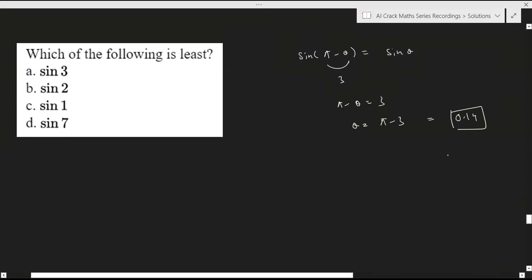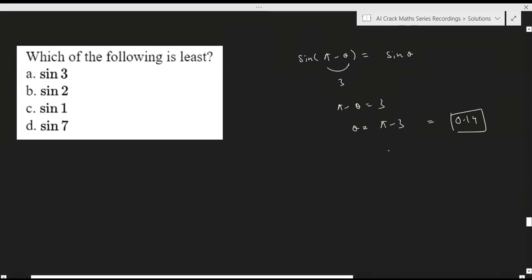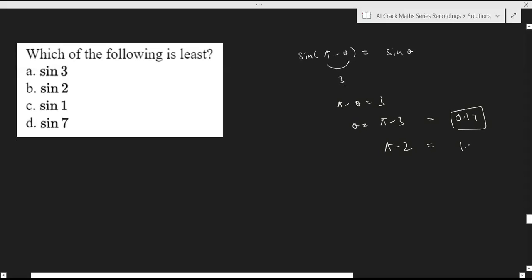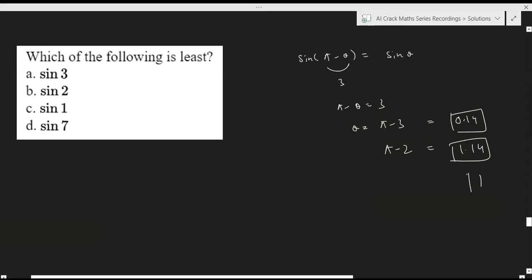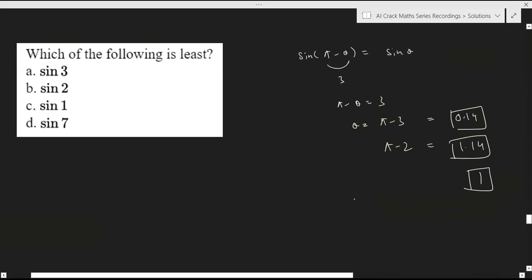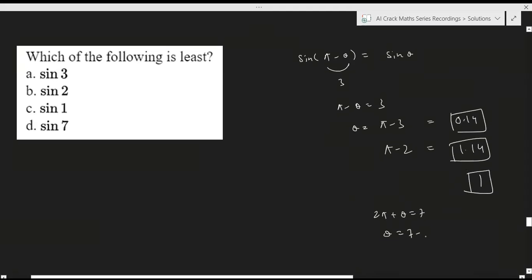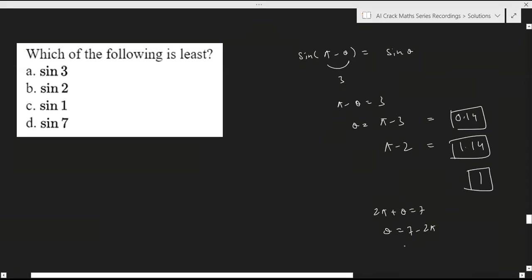In case of second one, it's also similar. That would be pi minus 2. That is 1.14. This is the second option. The third option is 1 directly. And the fourth option is 2 pi plus theta equals 7, right? So here theta equals 7 minus 2 pi. Sorry. So you can see that is 7 minus 6.28, which is roughly 0.72.